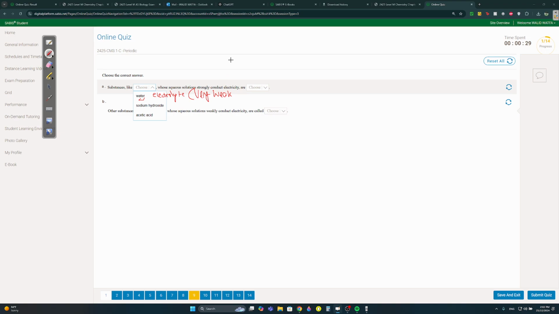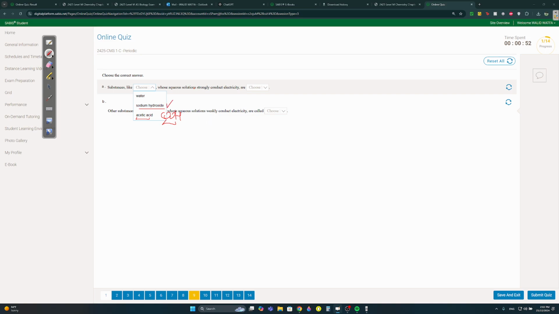Okay, because H2O actually has a partial dissociation to form H+ and OH-. So it actually dissociates to form ions. Okay, but it's very weak. In case they ask it, water is a very weak electrolyte. Is it an electrolyte? Yes, but it's very weak. Okay, acetic acid. Acetic acid is COOH. Anything that has COOH, like I told you, that's weak.